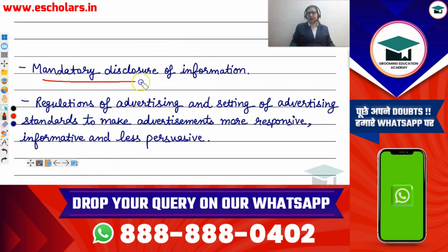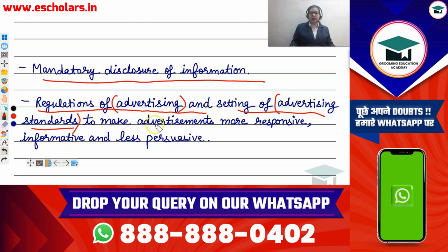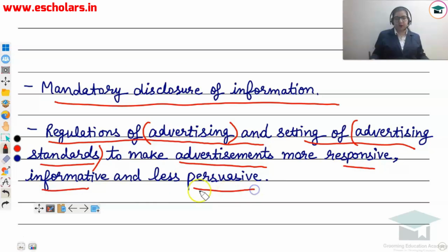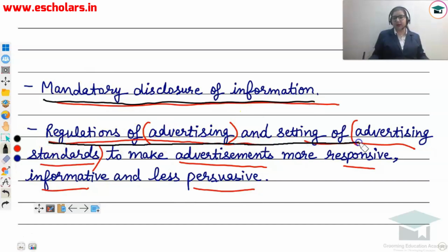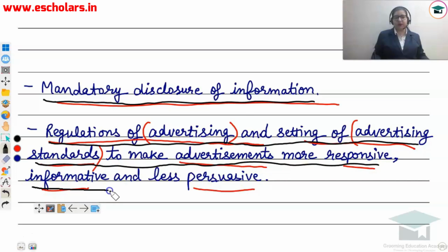Now further we have mandatory disclosure of information, that is the necessary disclosure of information, and regulation of advertisements and setting of advertisement standards. Basically the government has made certain rules and regulations regarding advertisements and advertisement standards, which make advertisements more responsible and informative rather than persuasive. So let's recall it till now. Mandatory disclosure of information, regulation of advertising and setting of advertising standards to make advertisements more responsible, informative and less persuasive.